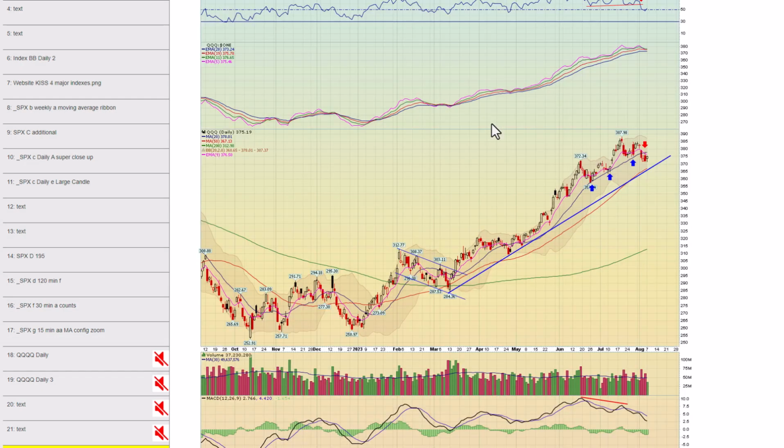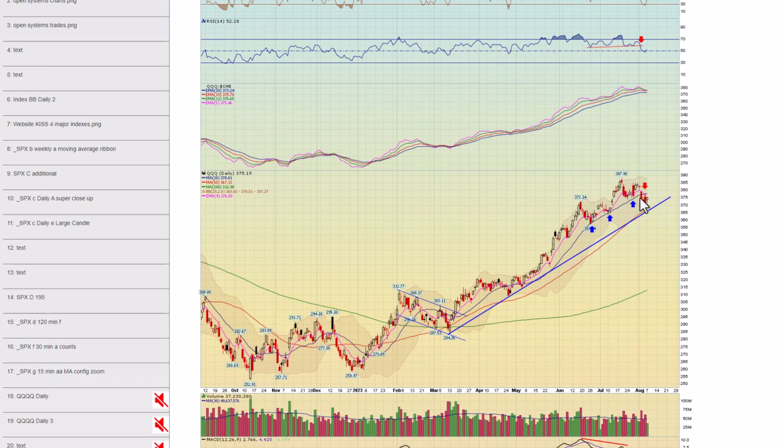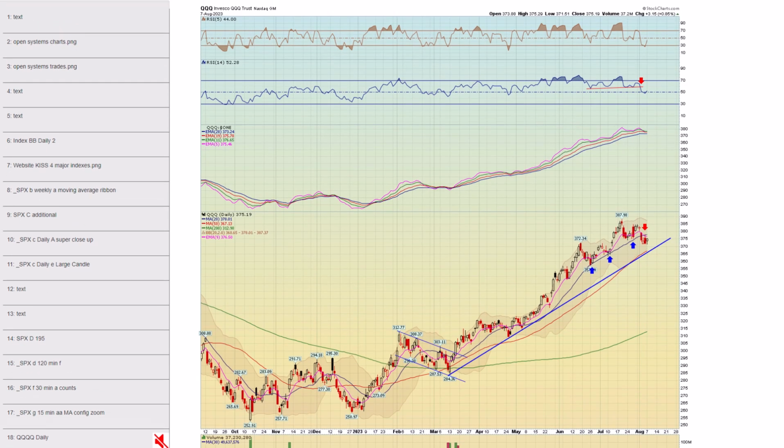Next, Jabber 18, here's the triple Qs. Again, we were holding that 20-day moving average for forever, it seems. We lost it last week and it became resistance. Unless we regain it, the next support is the 50-day moving average and uptrend line.